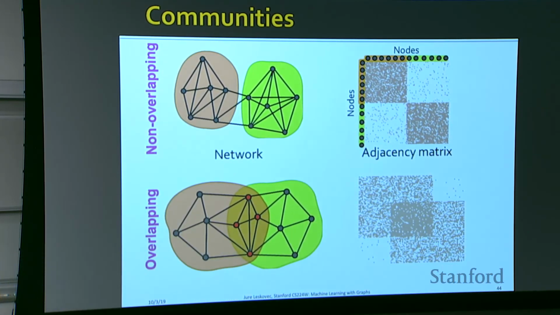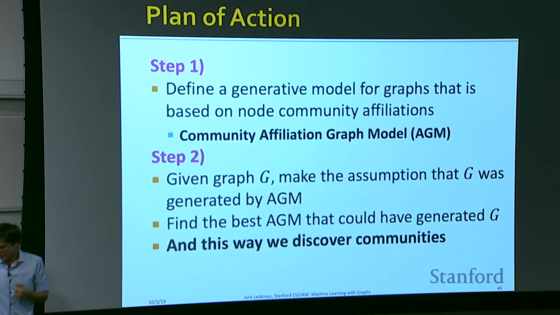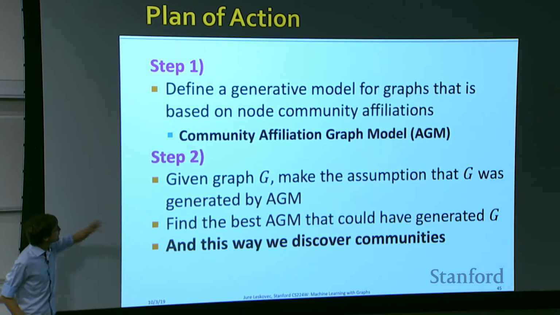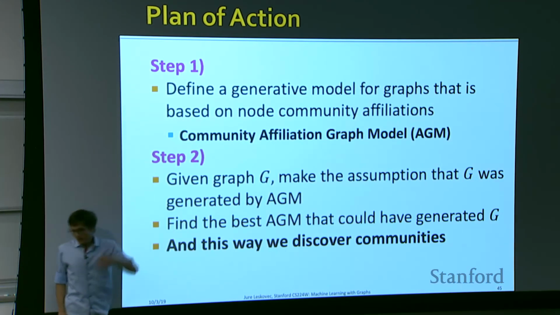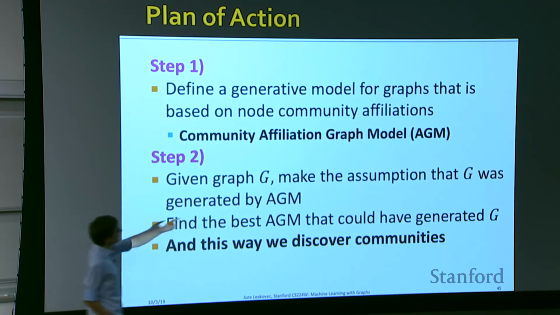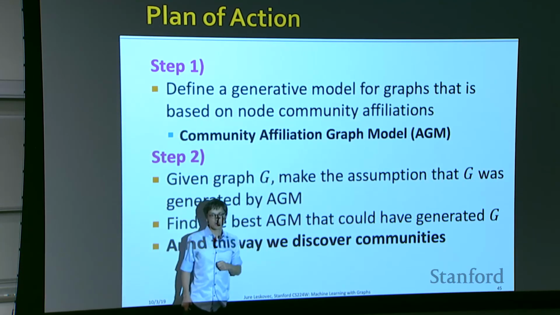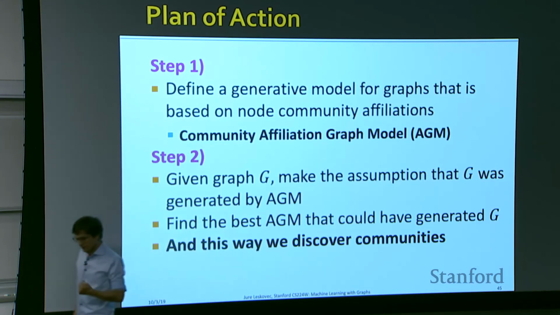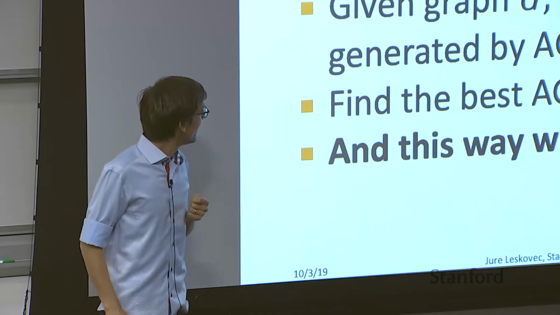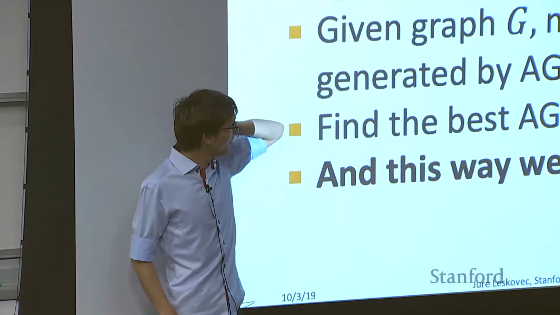So now with that, let's decide how we are going to proceed. What I will tell you is we'll do this in 2 steps. First, we will define what we will call a generative model for graphs. And we will call this model AGM, for community affiliation graph model, right? So I will give you yet another model to generate random graphs, okay? But this model will be different.